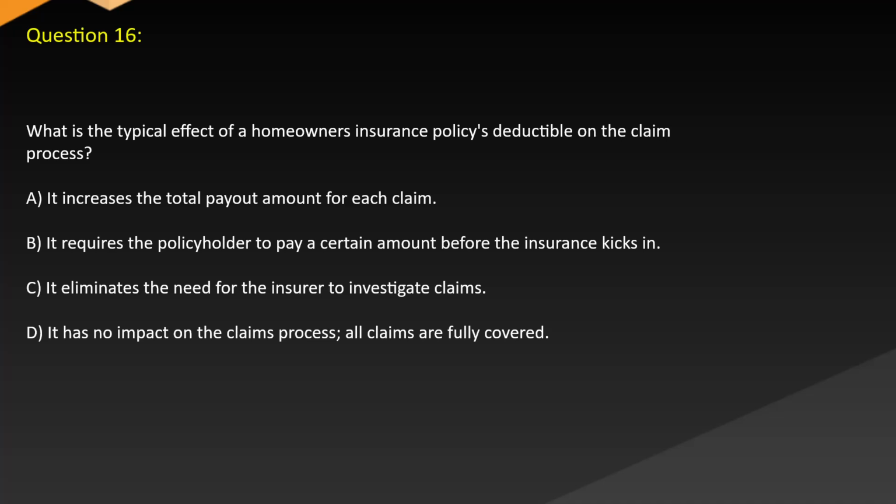Question 16. Which best describes the typical effect of a homeowner's insurance policy's deductible on the claims process? A. It increases the total payout amount for each claim. B. It requires the policyholder to pay a certain amount before the insurance kicks in. C. It eliminates the need for the insurer to investigate claims. D. It has no impact on the claims process. All claims are fully covered.